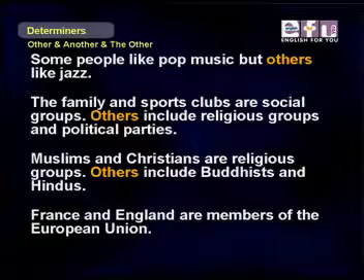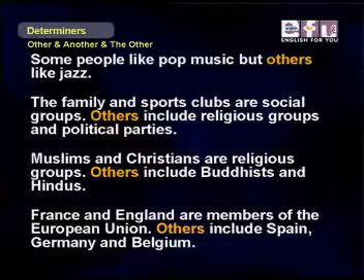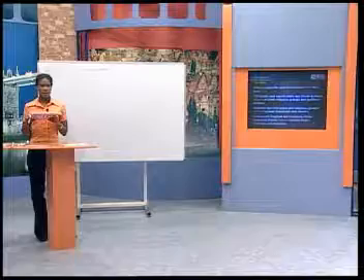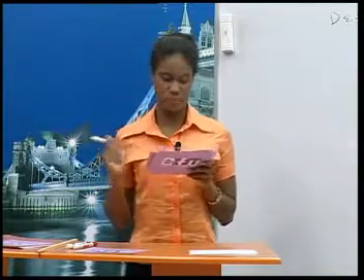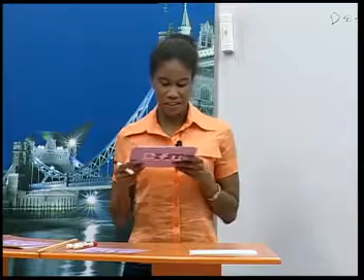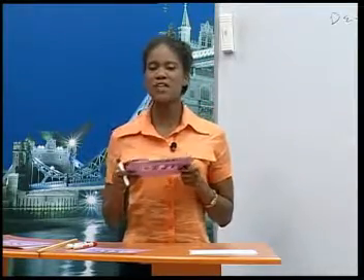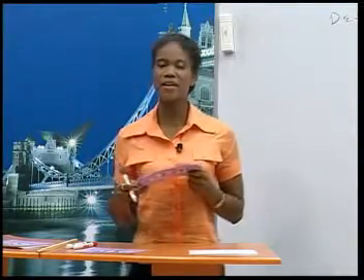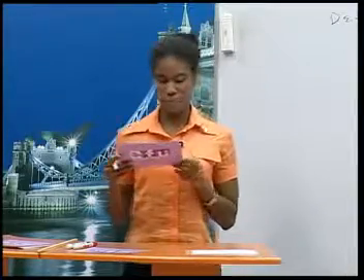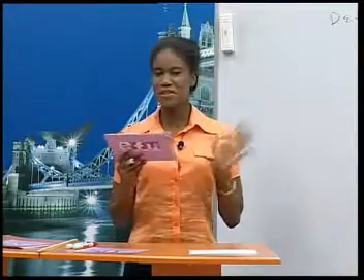France and England are members of the European Union. Others include Spain, Germany, and Belgium. Now let's practice making sentences about these kinds of social groups. I will start. England has a queen. Do you know the names of other countries that have a king or a queen? Okay, we won't answer, but Linda, ask Sylvia a question like my king and queen example.